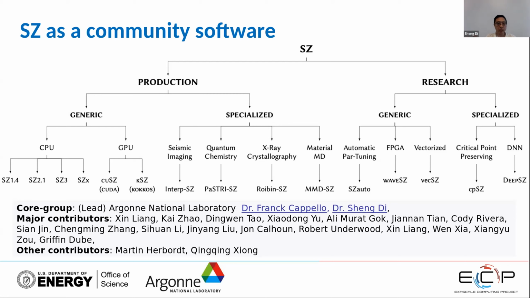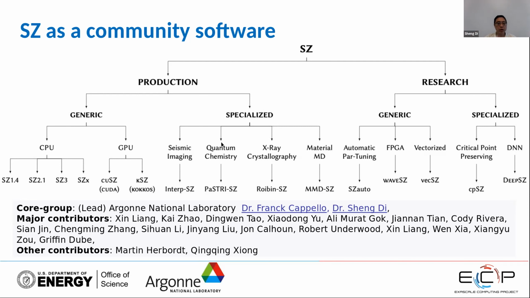Basically, SZ could be split into two categories, production and research. And in the production category, we can also split the software into a generic category and a specialized category. Under the generic category, all the compressors listed here are designed for general purpose usage, so they can be used to compress different types of data stored in the regular mesh.